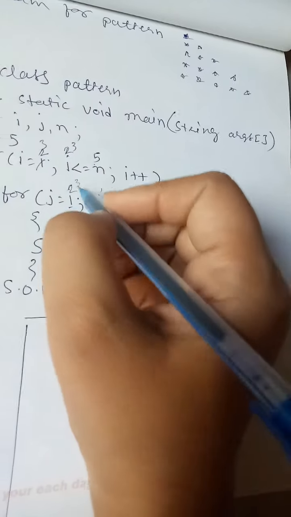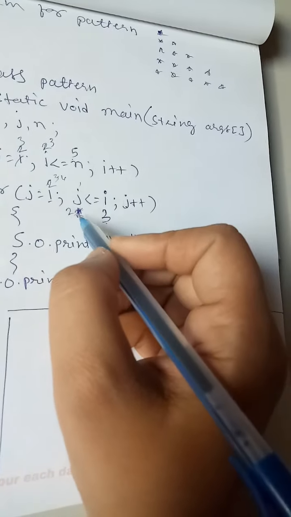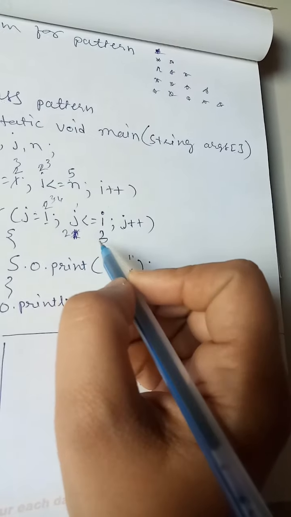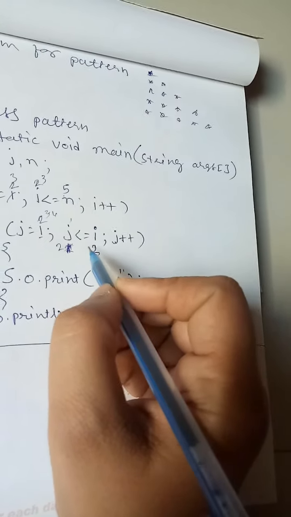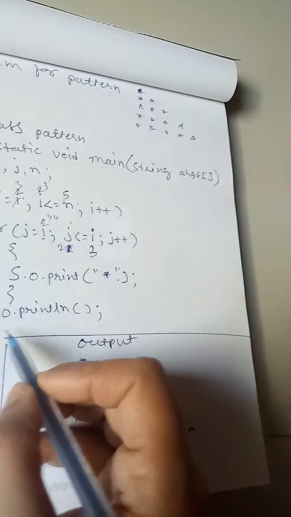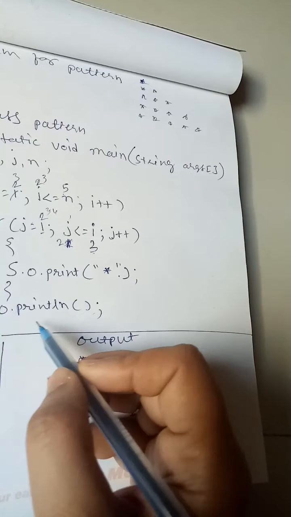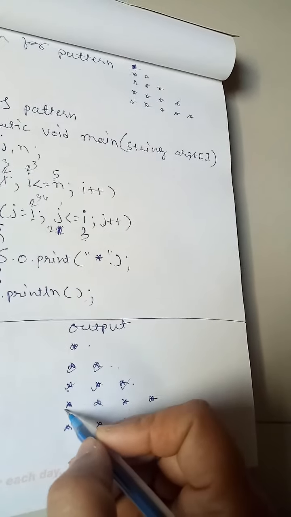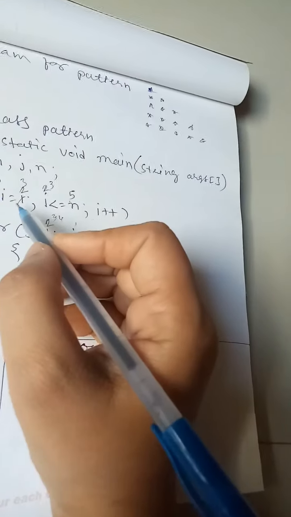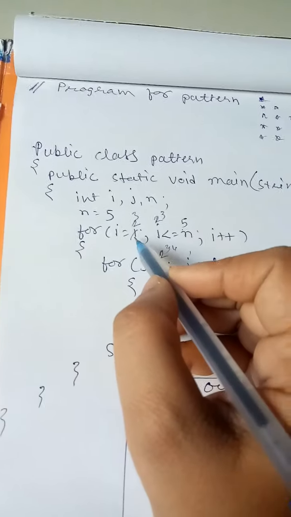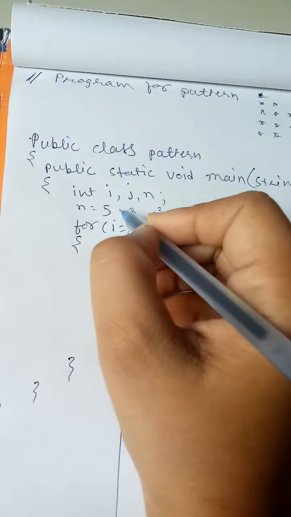Then j will be updated, and it becomes 4. But when we check the condition, is 4 less than or equal to 3 or not? So the condition becomes false, and we will jump out of the loop. And then because of println, your cursor will move to the next line. Now i will be updated, and it becomes 4.